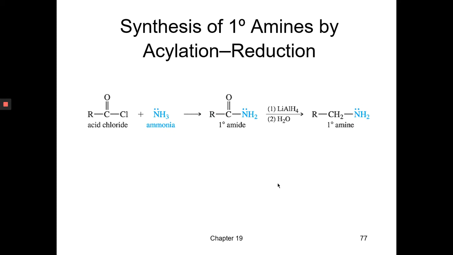Besides oximes and imines and aminium salts, we can also reduce amides. And if we do an acylation followed by a reduction with lithium aluminum hydride, we get a primary amine from ammonia. Notice that when we reduce this, there's no alcohol group. In fact, there's no oxygen at all in the product. The oxygen actually binds to the aluminum.